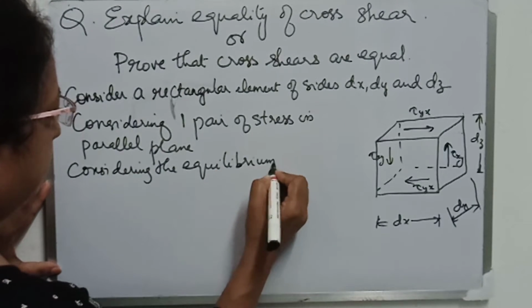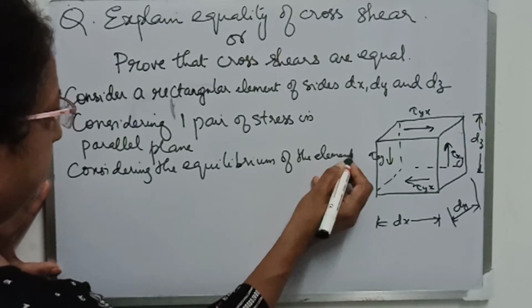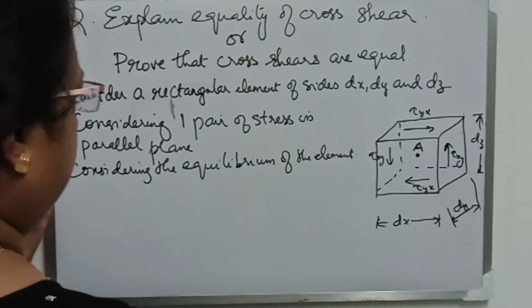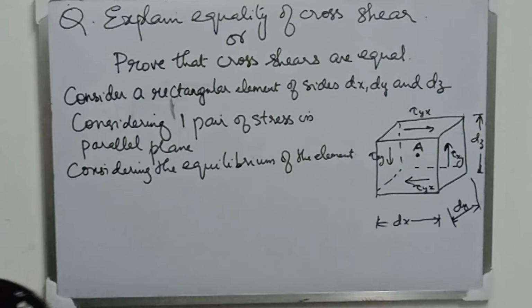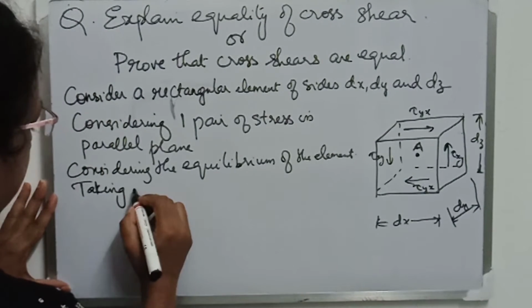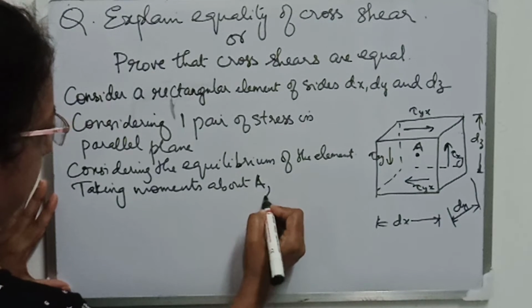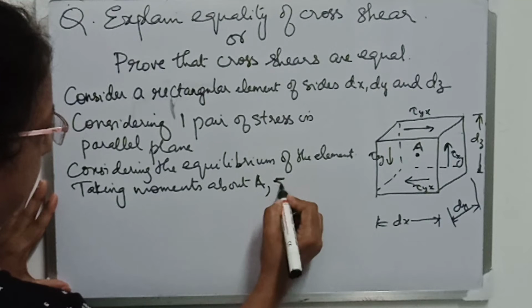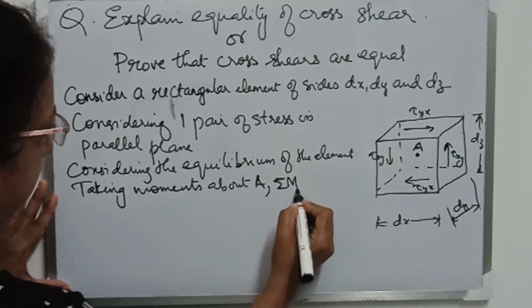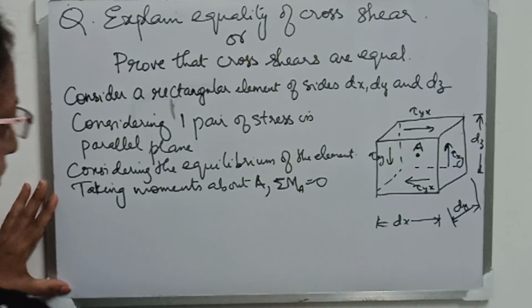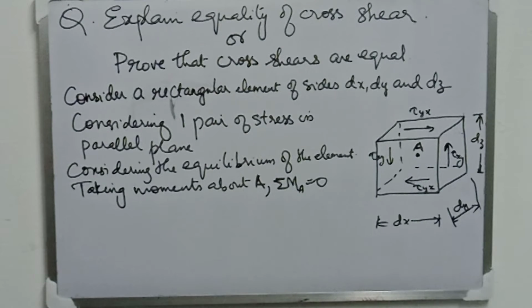So now let us consider the equilibrium of the element. For that, I am marking the center point of this element as A and taking moments about the point A. For equilibrium, the sum of moments about A should be equal to 0. It can be any point. So here we have 4 stresses acting on 4 faces. We need to find the corresponding shear force and find the moment about A.